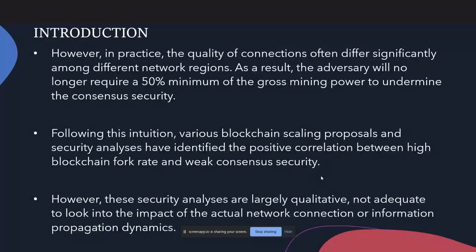However, in practice, the quality of connections often differs significantly among different network regions. As a result, the adversary will no longer require a minimum of 50% of the gross mining power to undermine the consensus security. Following this intuition, various blockchain scaling proposals and security analyses have identified the positive correlation between high blockchain fork rate and weak consensus security. However, these security analyses are largely qualitative, not adequate to look into the impact of the actual network connection or information propagation dynamics.